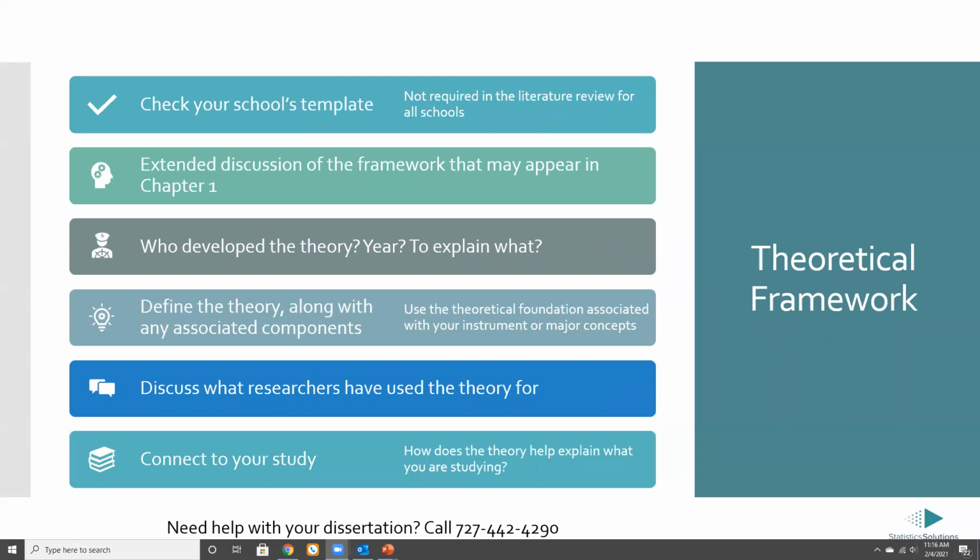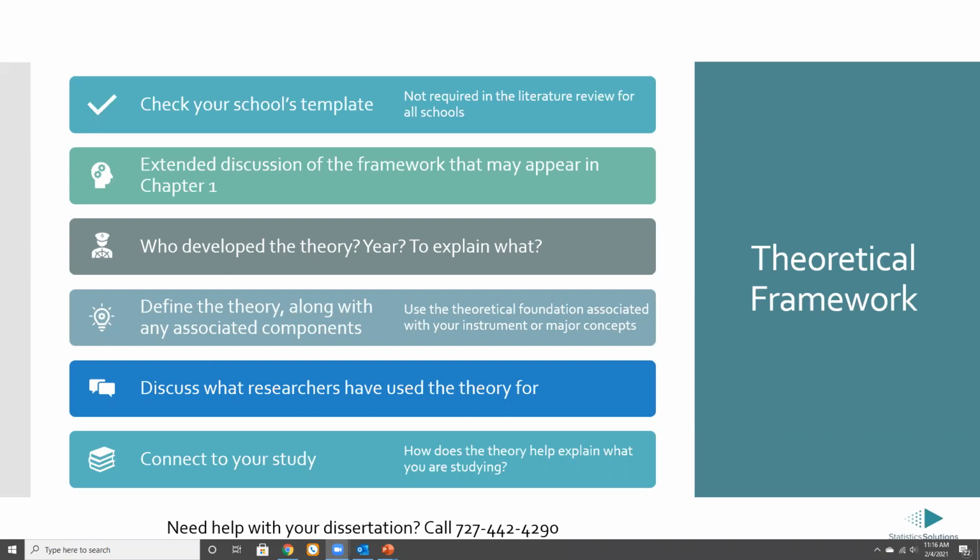Okay, theoretical framework in the lit review. Again, this is a school thing. Some schools want the theoretical framework in chapter 2, some schools don't. Some schools require the theoretical framework in chapter 1, kind of a quick description of it, and then want a more elaborate treatment of the theoretical framework in chapter 2. That's fairly typical.